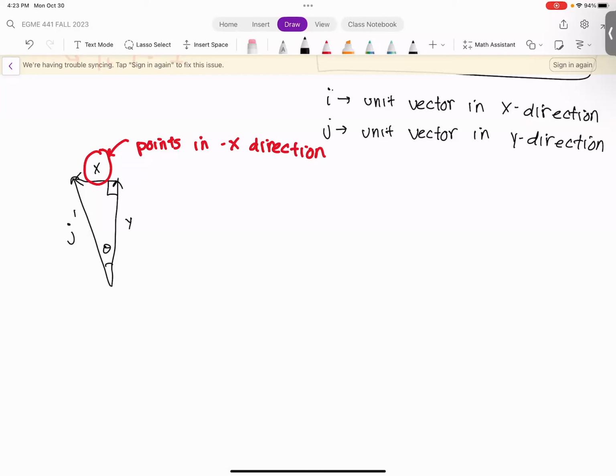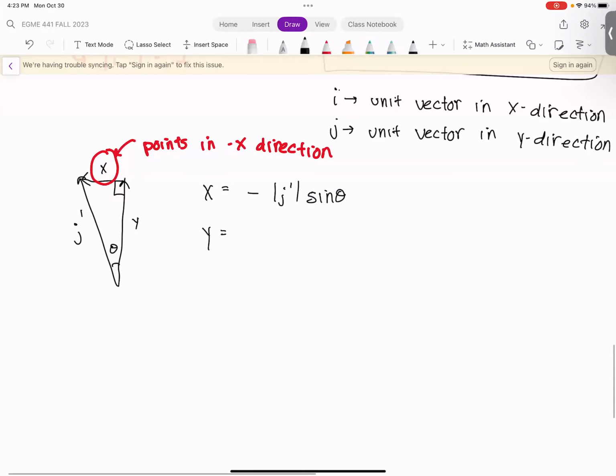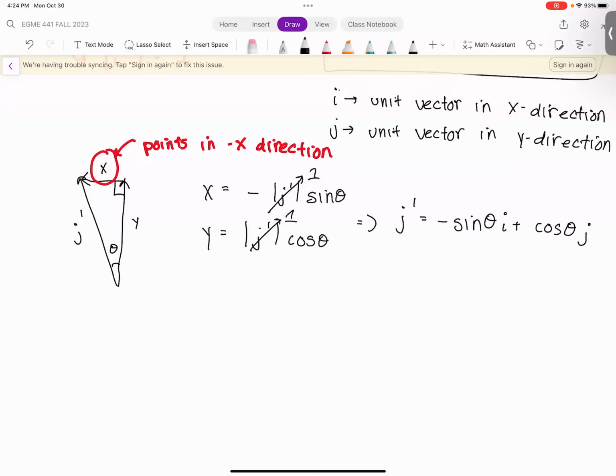Once again, let's use trigonometry here. We have x equal to minus the magnitude of j prime times sine theta, and y here is going to be positive the magnitude of j prime times cosine theta. Once again, we're going to take advantage of the fact that j prime has a magnitude of 1. So just like before, we can say j prime is equal to minus sine theta i plus cosine of theta j.